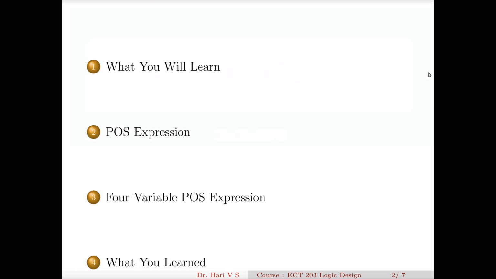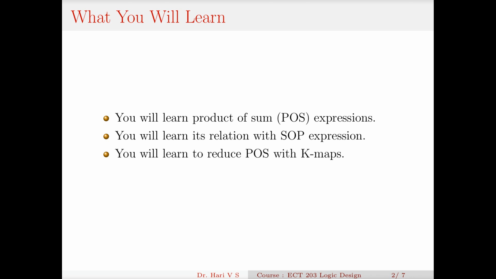In this video, first the learning outcomes, then the product of sum expression, the four variable POS expression, and a summary of what you learned. You will learn product of sum expressions, then its relation with the SOP expression, then you will learn to reduce POS with the K-maps.